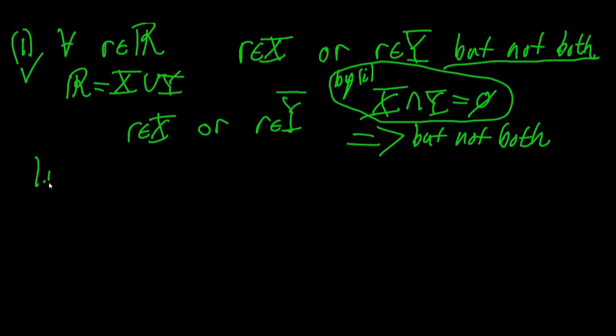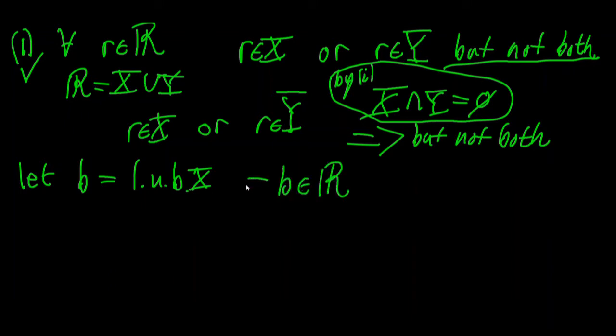So the least upper bound of X. Let me say this in a different way: let B equal the least upper bound of X, so that I don't have to keep writing least upper bound of X. Now, B is in R, of course, since X is a subset of the real numbers, so B must be in the real numbers, since it's the least upper bound of X.